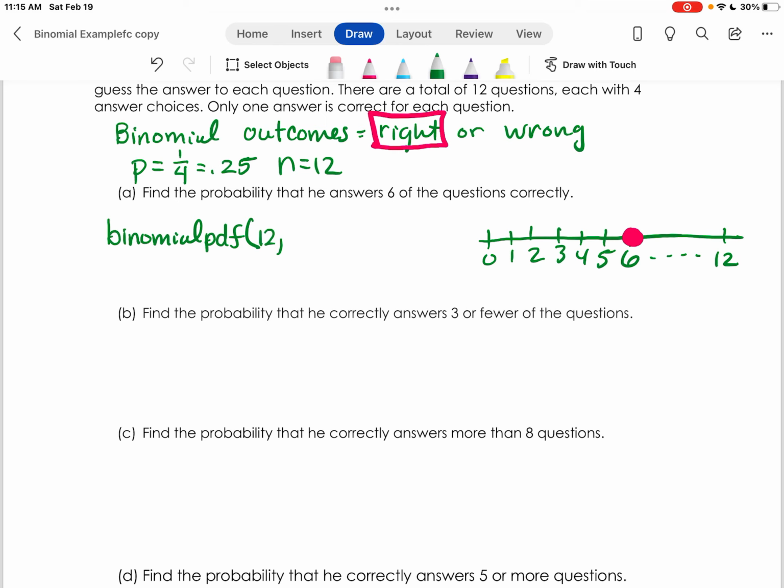My probability of success is 0.25. And my value of x is going to be 6 in this case. We're only looking at that one possible outcome, that you get 6 successes or 6 questions answered correctly. Now, when you put that in on your calculator, you should get a decimal approximation of 0.0401 when you round it to 4 decimal places.